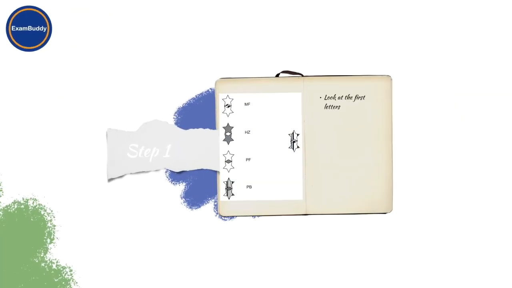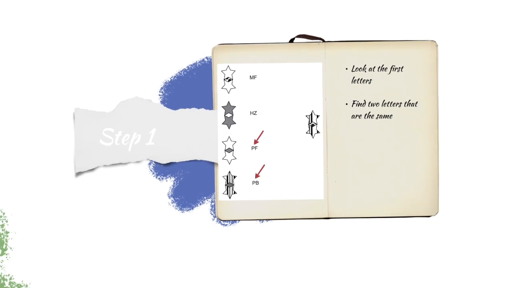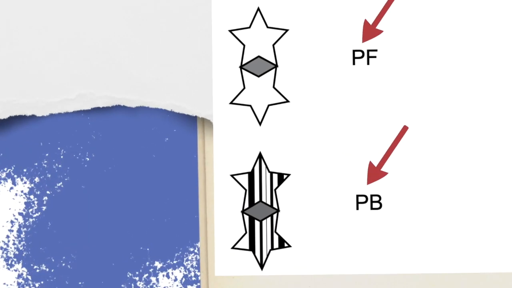Step 1. Look at the first letters in the codes next to the images. Find 2 letters that are the same. Here we see P and P. Now look at the image. What feature is the same in the 2 images? We can see here, both images have a shaded diamond, so that must be what P represents.